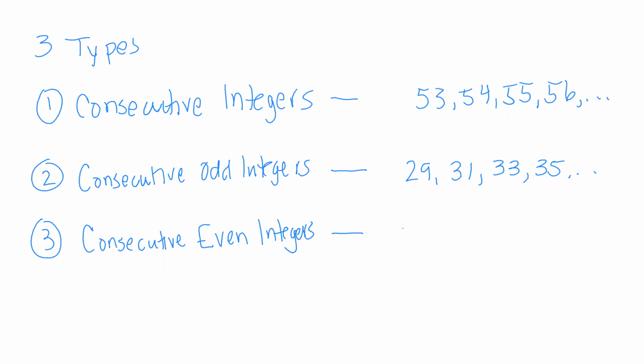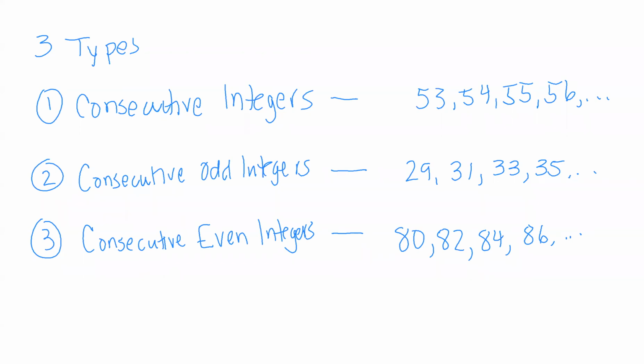So let's say we had 80. Well, we don't want 81 because that's odd, so we would go to 82. We don't want 83, we go to 84. We don't want 85, we go to 86. Okay, so just like in the previous example, we're not incrementing by 1, we're incrementing by 2.